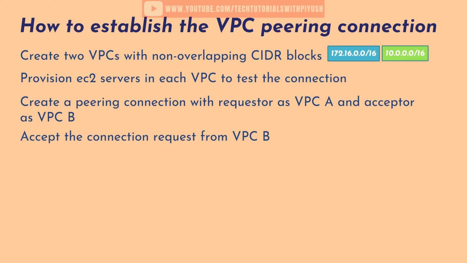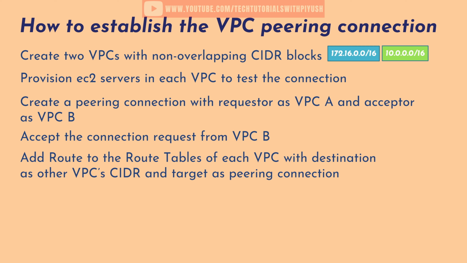Then once VPC B accepts the connection request, we have to add the route to the route tables of each VPC, with destination as the other VPC's CIDR and target as the peering connection, so that all the traffic should flow through the peering connection. Once you do all those steps, you could just directly test the connection.